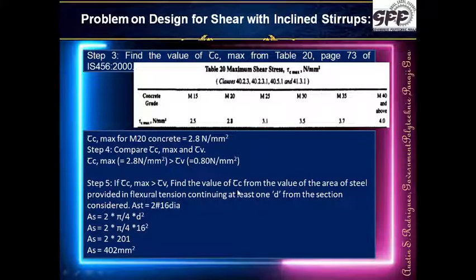In step number 5, if tau C max is greater than tau V, we find the value of tau c. Let me remind again, tau c max is the maximum capability before the concrete would actually shear. It is the maximum capability of the core concrete in the beam before it would shear. It cannot take more than this. Even if we provide reinforcement, the concrete will not be able to take this. The concrete would crush. That is tau c max.